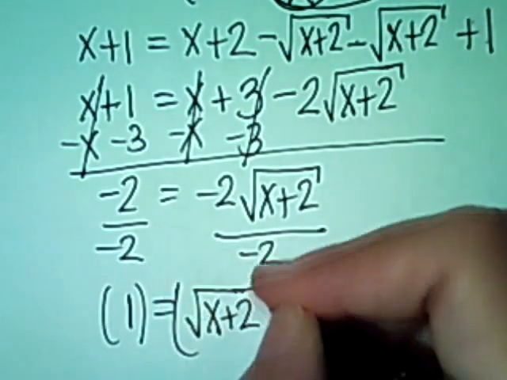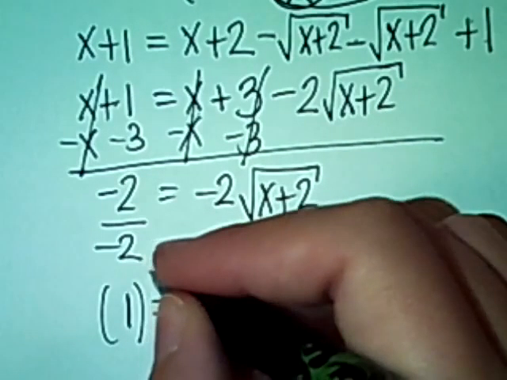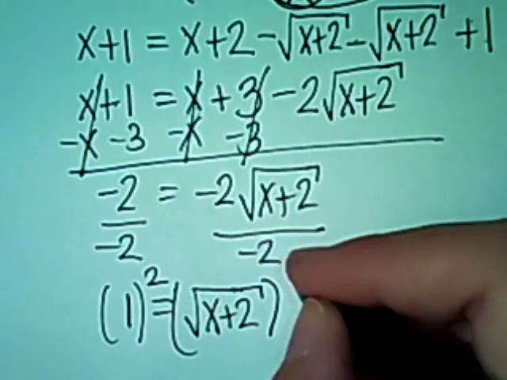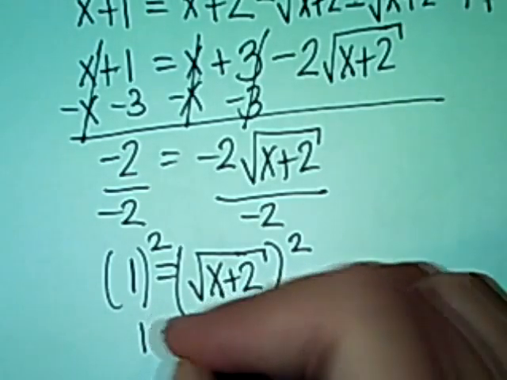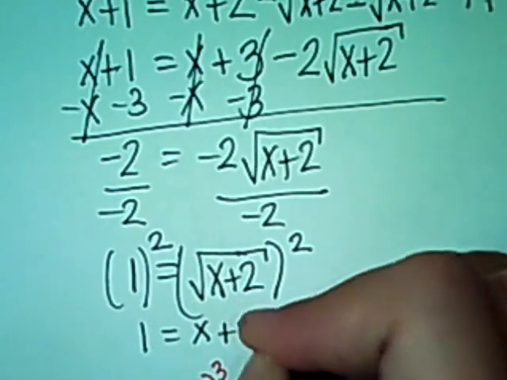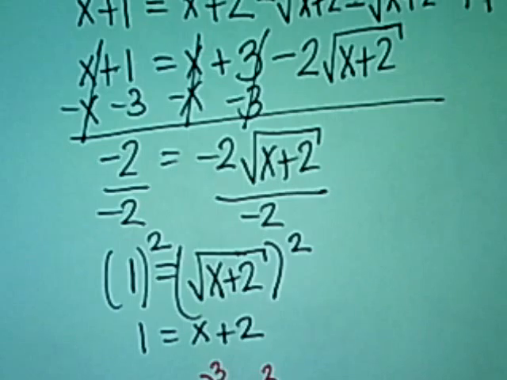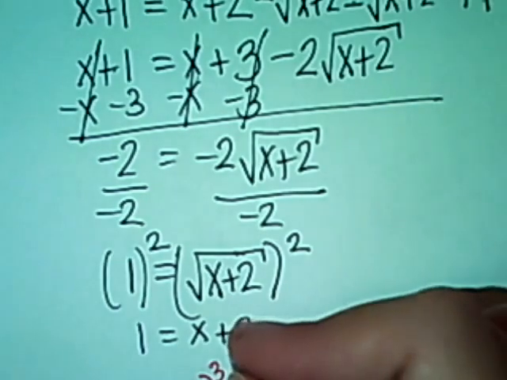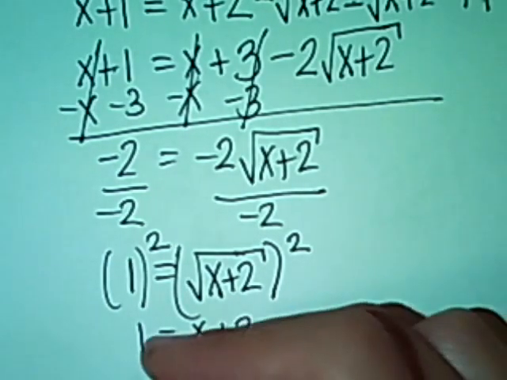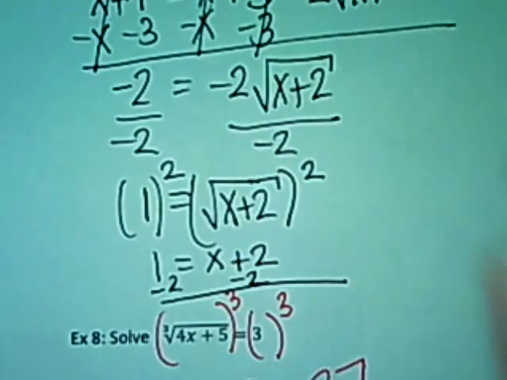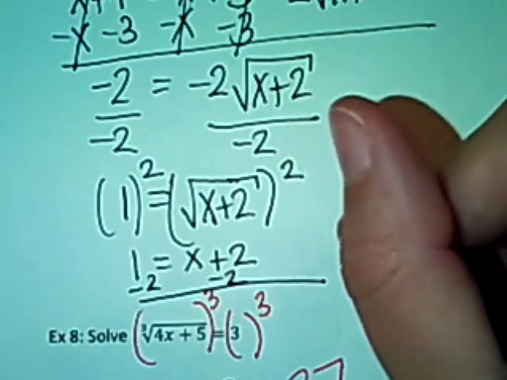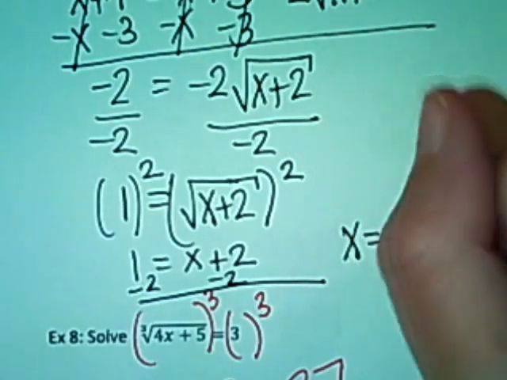Now I can square both sides. And I end up with 1 equals x plus 2. Subtract 2 from both sides, and you end up with, so I'm going to write it over here, I end up with x equals negative 1.